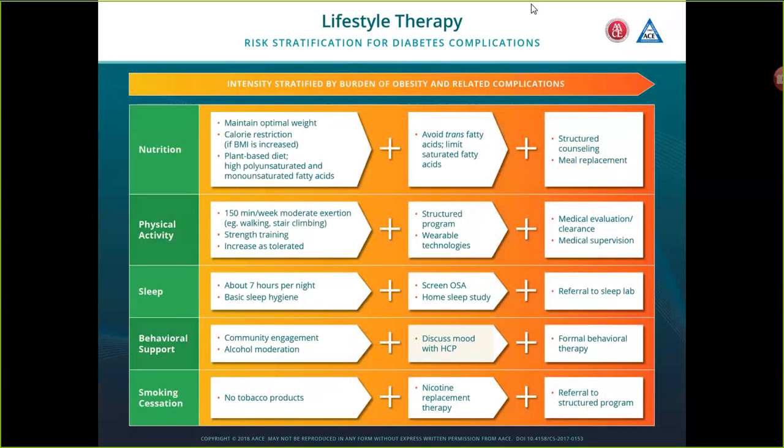This tool has a lot of different algorithms related to different things. The first one that we want to look at is the lifestyle therapy algorithm. In some of the other algorithms that we're going to talk about, it always starts with lifestyle therapy. They define lifestyle therapy as including nutrition, physical activity, sleep, behavioral support, and smoking cessation. So every time you see lifestyle therapy as that first line on the algorithm, these are all of the things that are included with that.